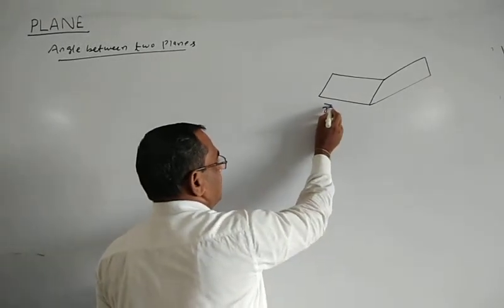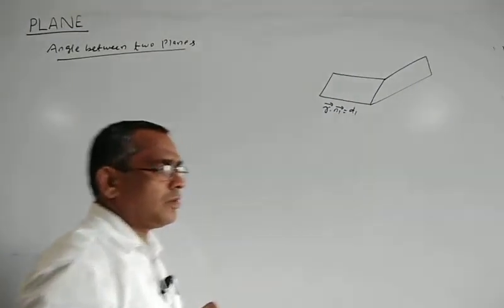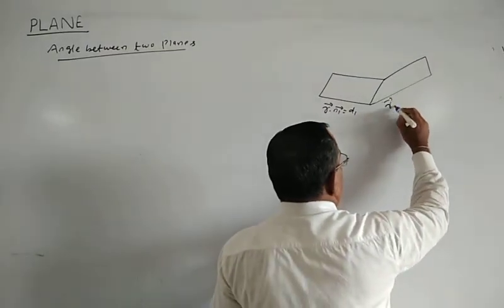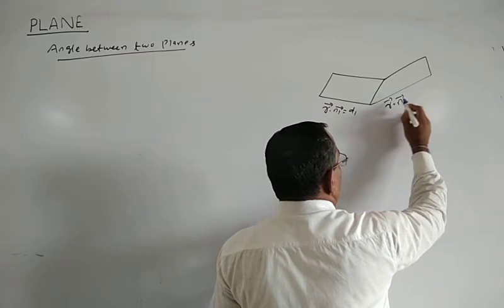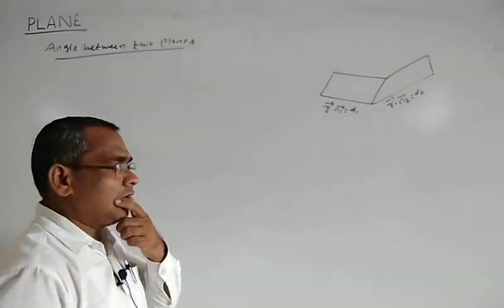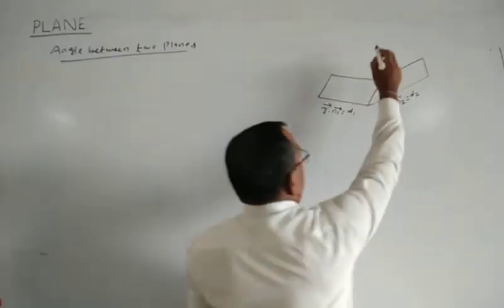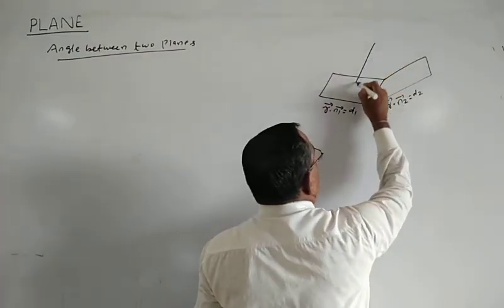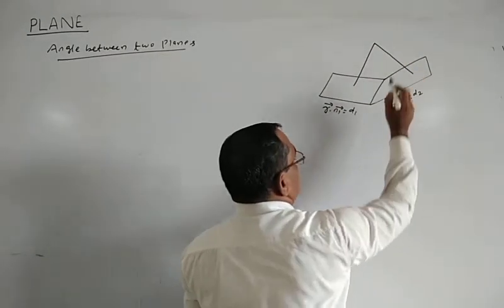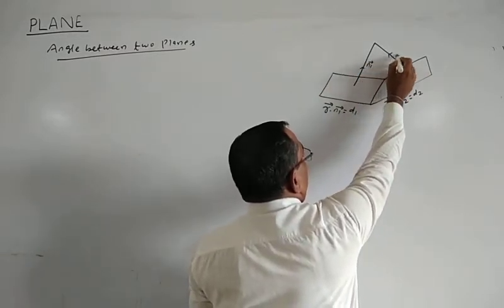In vector form we take the planes as r vector dot n1 vector equals d1, which is the general form of the equation of a plane in vector form, and r vector dot n2 vector equals d2. What are n1 vector and n2 vector? n1 is the normal to the first plane and n2 is the normal to the second plane. Suppose this is a point, and this is the normal to the first plane, n1 vector, and this is the normal to the second plane, n2 vector.